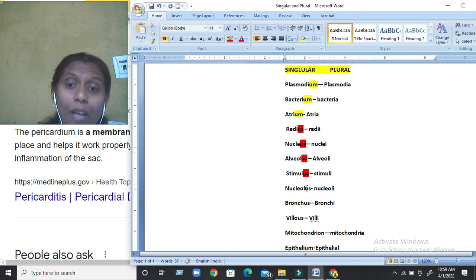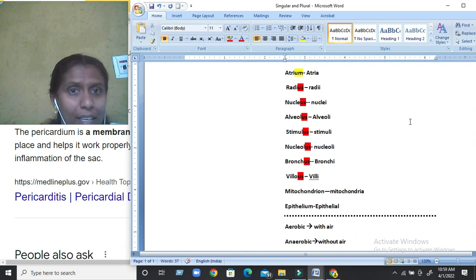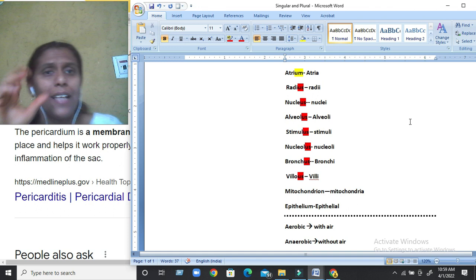Similarly, nucleus is over, and now I'm talking about nucleolus. Again it's the same thing, and it's getting replaced with i. So bronchus, again it is us, and it's getting replaced with i. Same thing for villus. So these are another set of words.